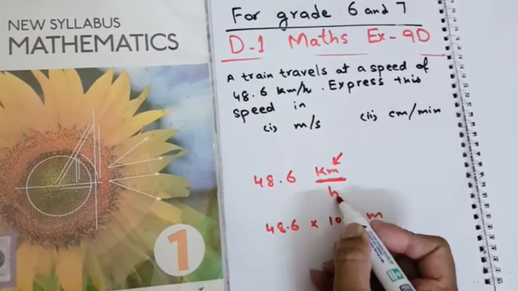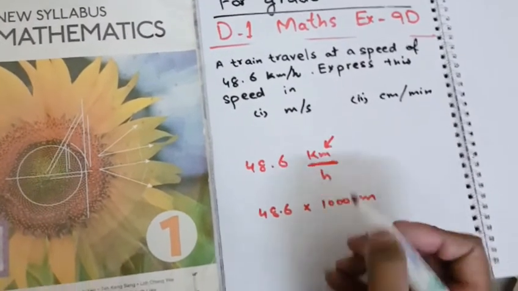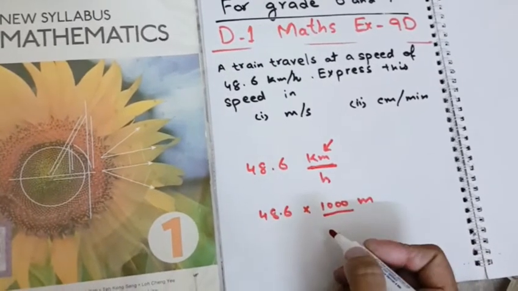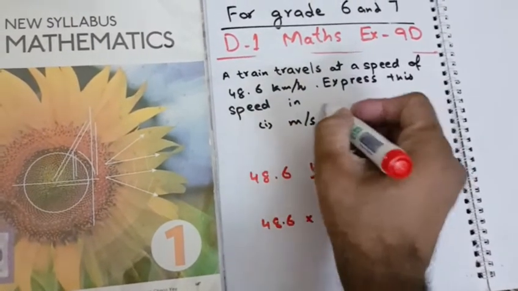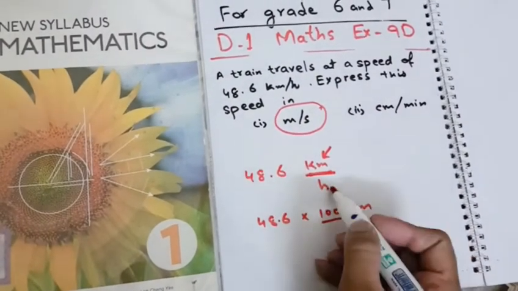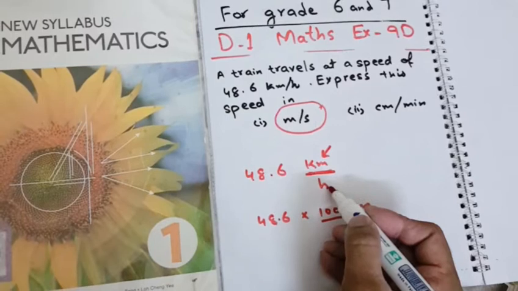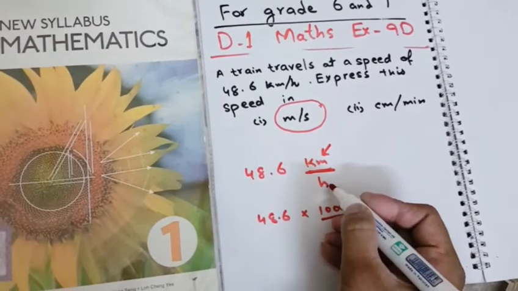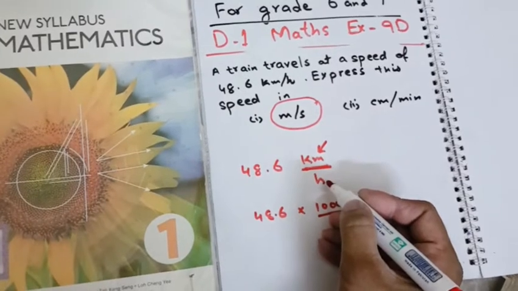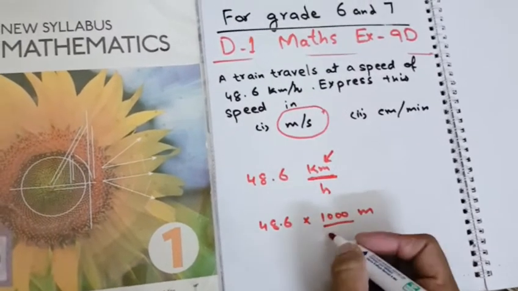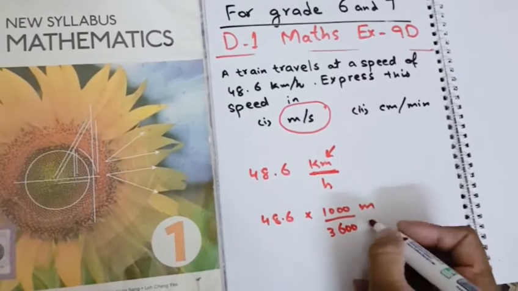We know in the bottom there is time. The time is given in hours. So 1 hour equals to how many seconds? Because I need to convert it into meters per second. I have already converted kilometers into meters, but I still need to convert 1 hour into seconds. So how many seconds are in 1 hour? I have already explained in one of my recent videos. There are 3600 seconds.